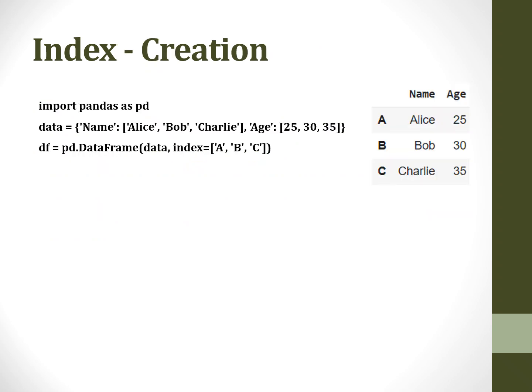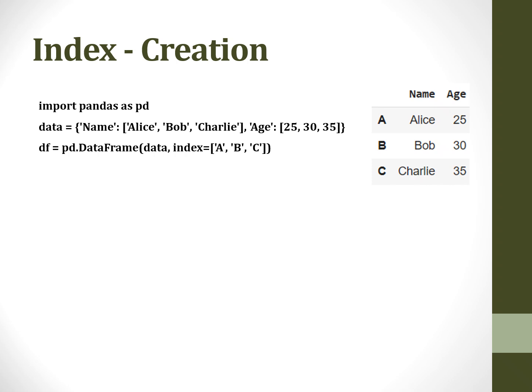So index creation. As we have done for the series, similarly for the data frame also we can create the index. So what happens? This is data equal to name Alice, Bob, Charlie, age also we have given. pd.DataFrame converts the data into a data frame, and we are setting the index as A, B, C. By default, if we do not set that, it will be 0, 1, 2, but here we have created the index values as A, B and C.